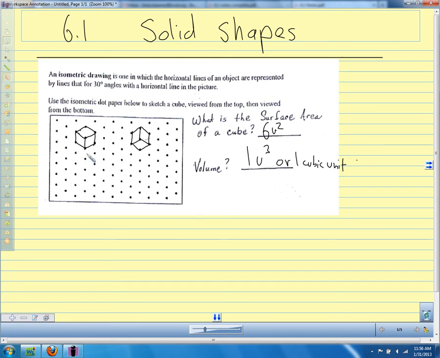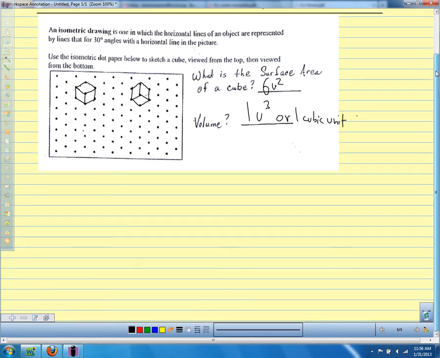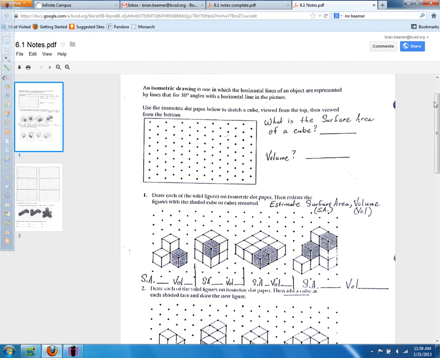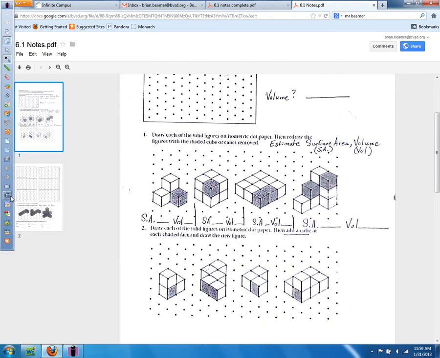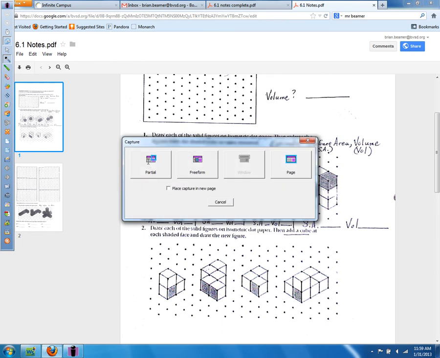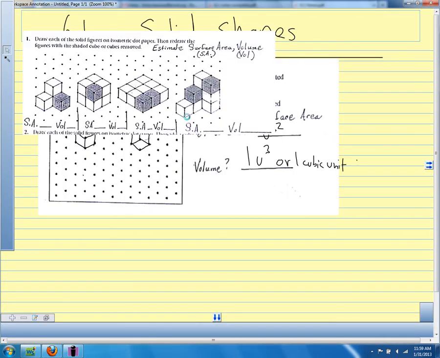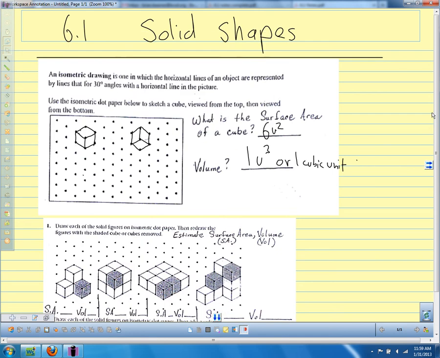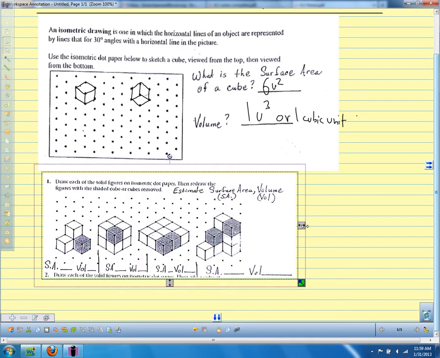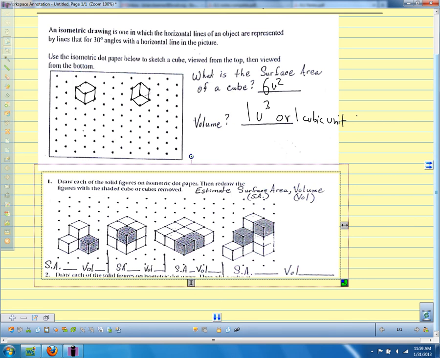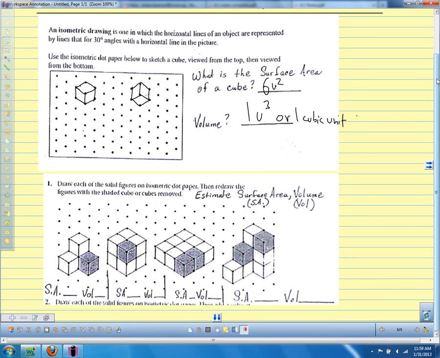So we can draw these cubes, we can figure out the volume, and we can figure out the surface area. Let's practice a little bit figuring out the surface area and volume of a couple shapes. Again, this is on your sheet. We'll go through this one together, and then there's some stuff that you guys are going to do. There's the lower part of our sheet.